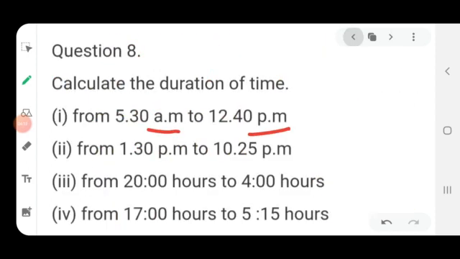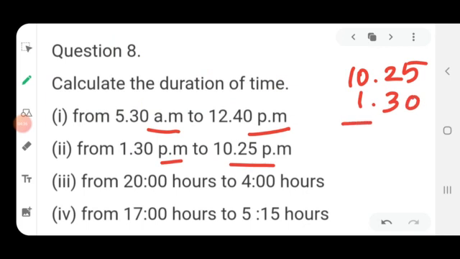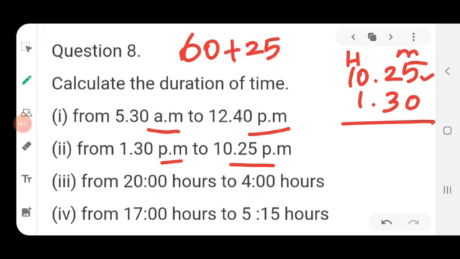Clear? Next we are going to see the next subdivision, from 1:30 pm to 10:25 pm. Both values are in pm, so very simple. 10:25 minus 1:30. This is hours, this is minutes. I said already, here 25 is less than 30, so we have to borrow from hours. If you borrow, 60 will be added to the minutes. So 60 plus 25 is 85. So instead of 25 we got 85.